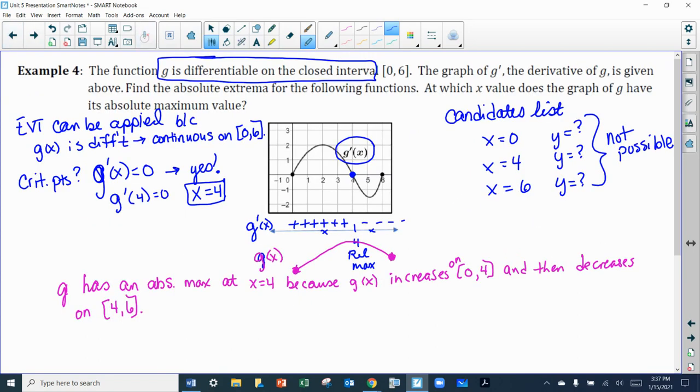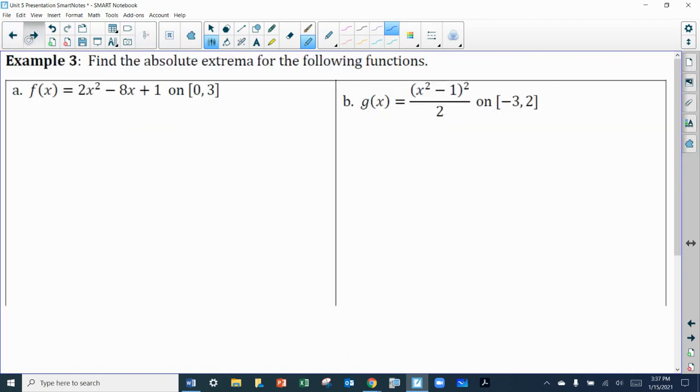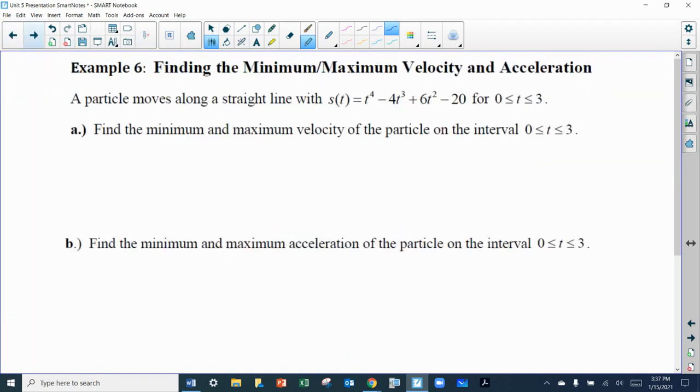All right, let's keep rolling forward. I'm just going to clear some ink so that I don't use up so much memory space on my computer here. Example 6, find the min max value, I'm sorry, velocity and acceleration. A particle moves along the straight line. What is s of t? That is position function, isn't it? Need to know that. And that gives us a polynomial for 0 to 3. So we have a closed interval.